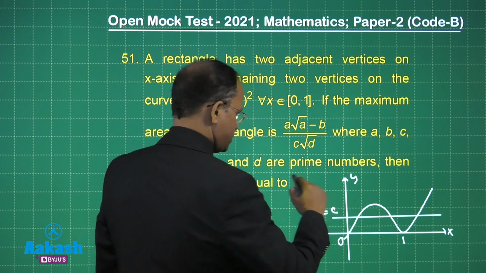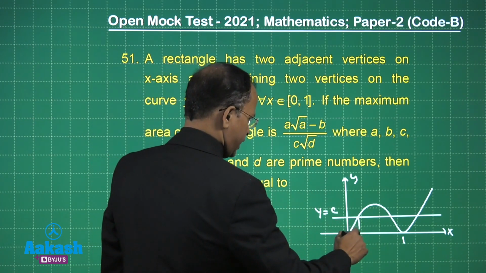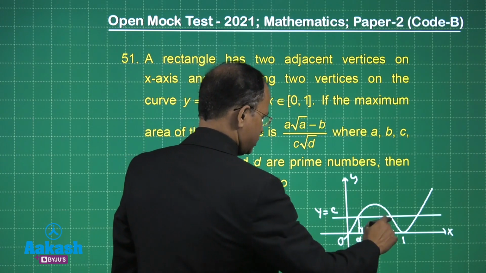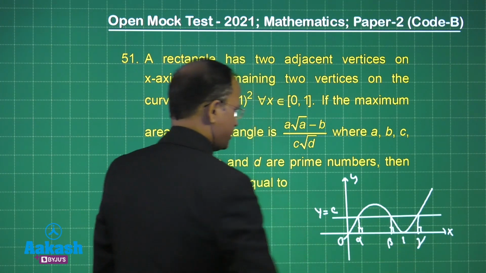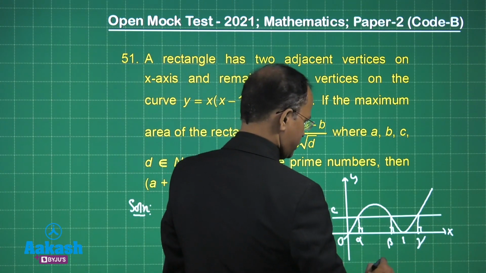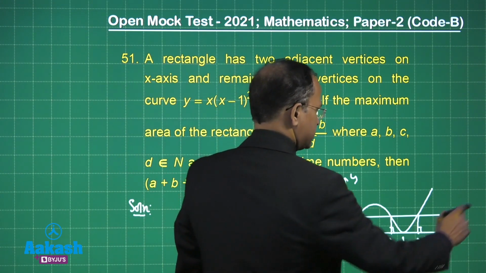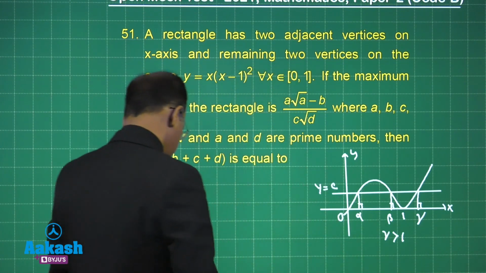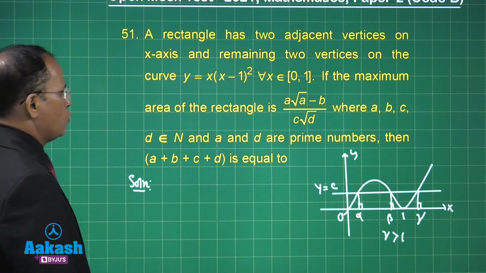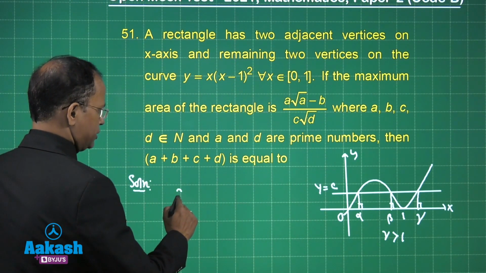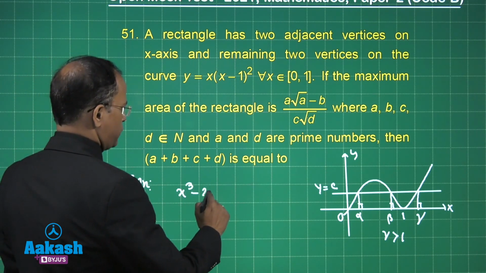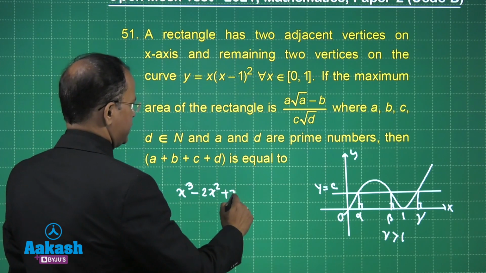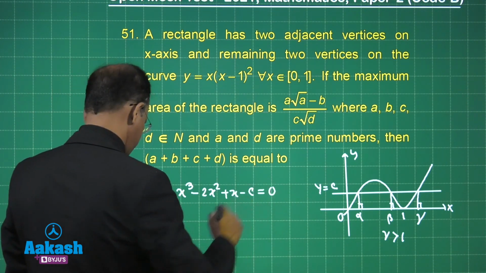This is y is equal to c, suppose. And it cuts the curve at alpha, this is beta, then we have gamma here, right? And gamma is always going to be greater than 1, right? Now, what will be the equation then? The equation is going to be x cube minus 2x square plus x minus c is equal to 0, right?